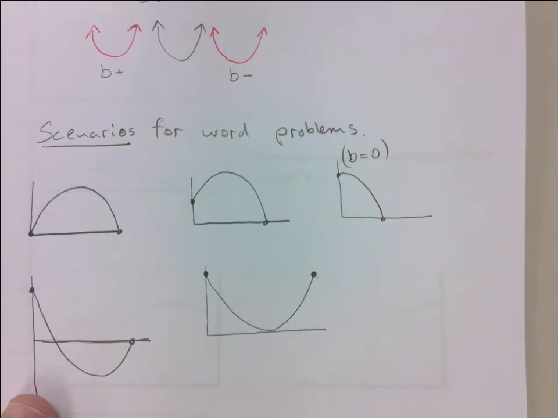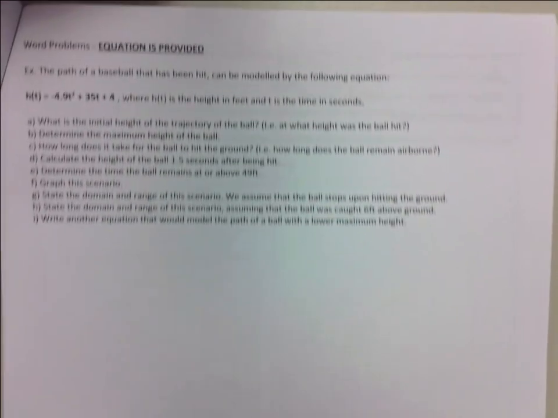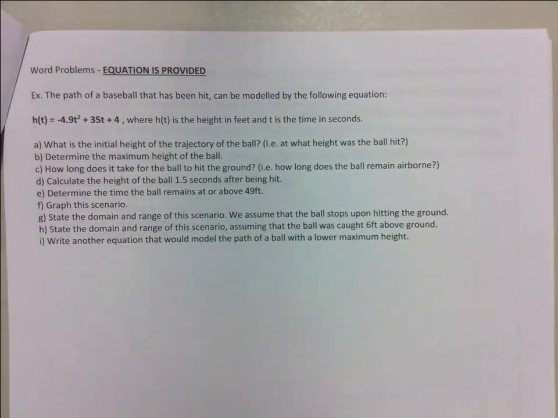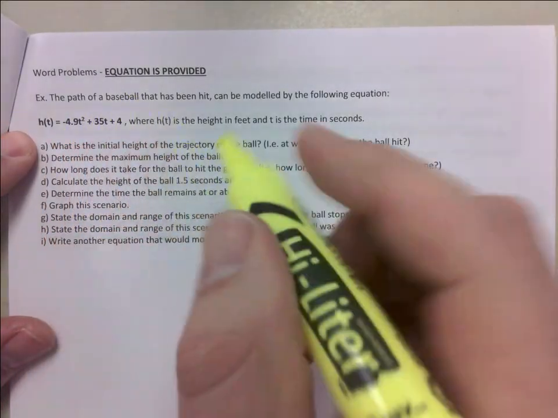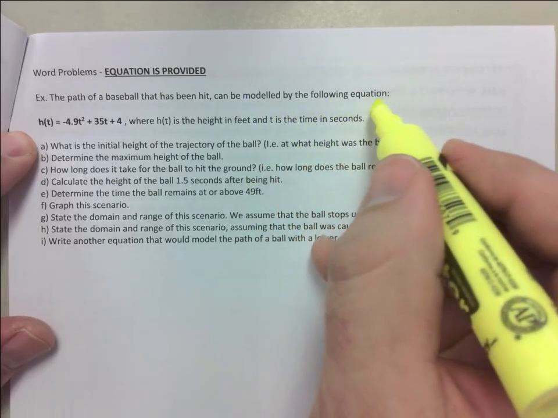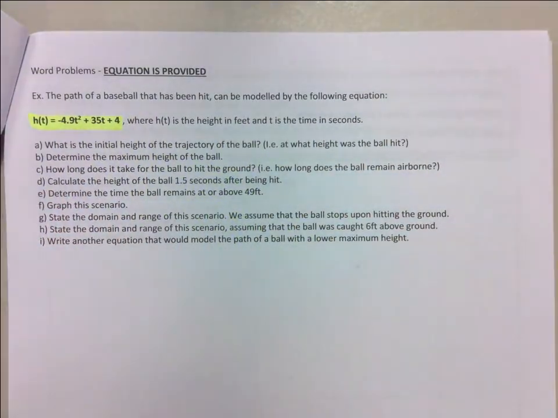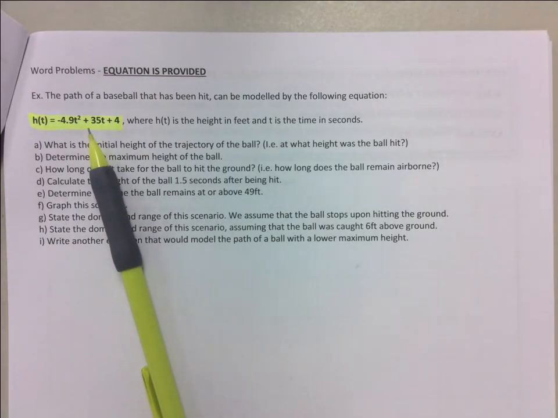Okay, let's dive into our first word problem of this course. I'm going to start you off with scenarios where the equation is provided. So the path of the baseball that has been hit can be modeled by the following equation. Okay, so here is your equation. I'll say this. If you are given the equation, you put it into y1, no questions asked. Even if it's ugly and you're like, oh man, I've never seen this before, type it into y1 and let the calculator take care of the rest.